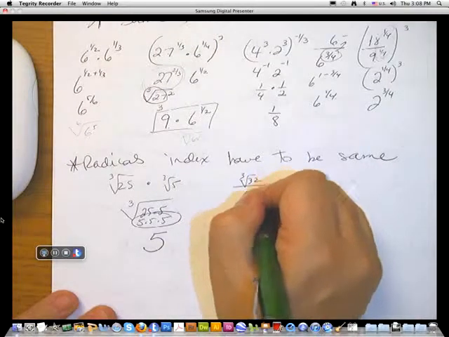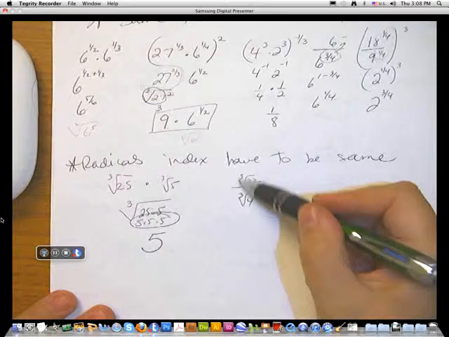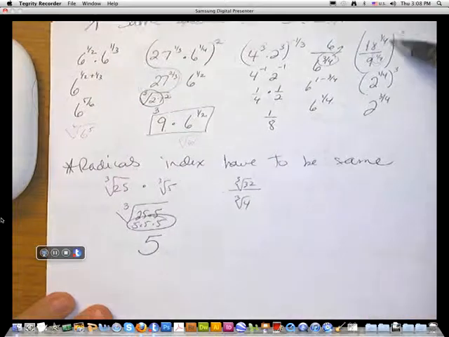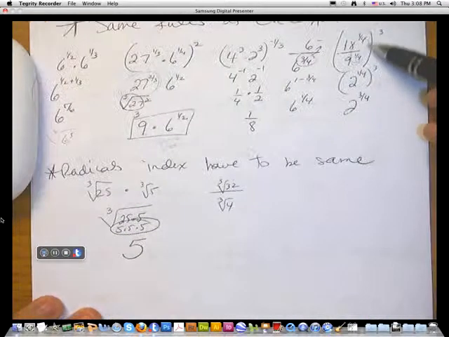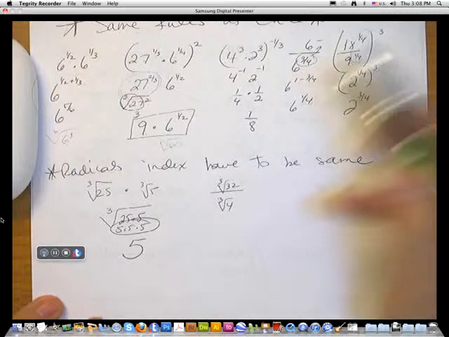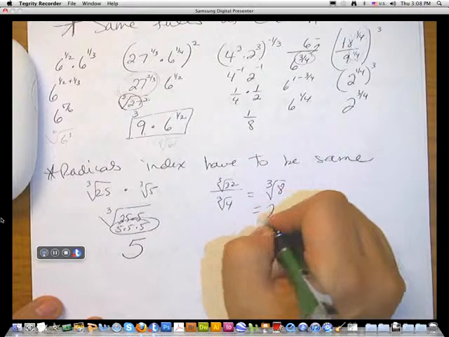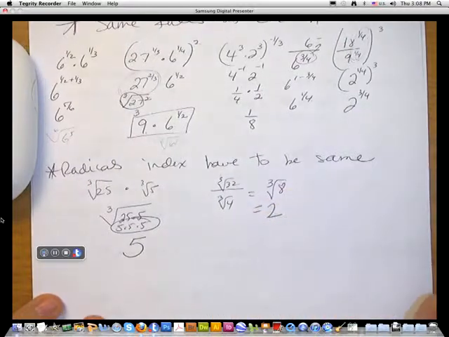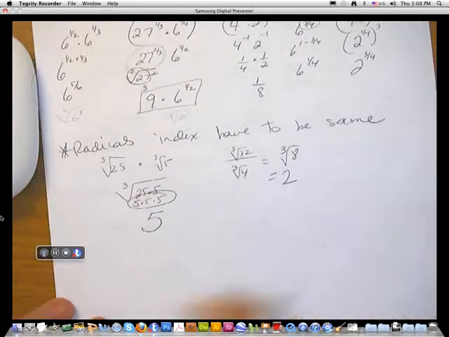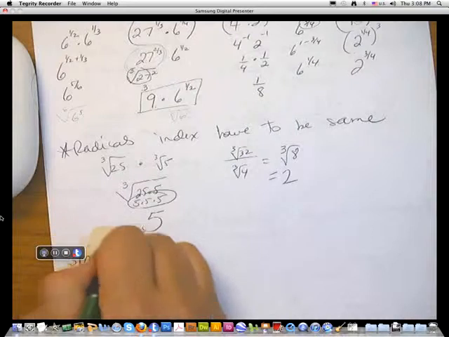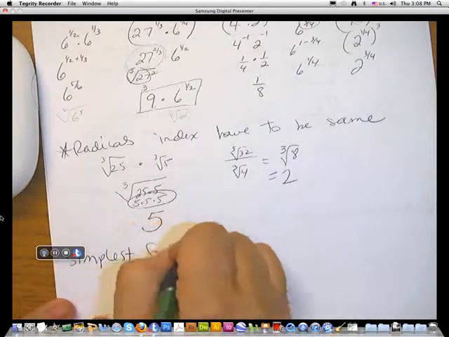Cube root of 32 over cube root of 4. The indexes are alike, much like up here on this one, because the 4 is the index, because it's in the denominator. Index is alike, I can reduce it. Cube root of 8 is 2. We always want to put everything into the simplest form.